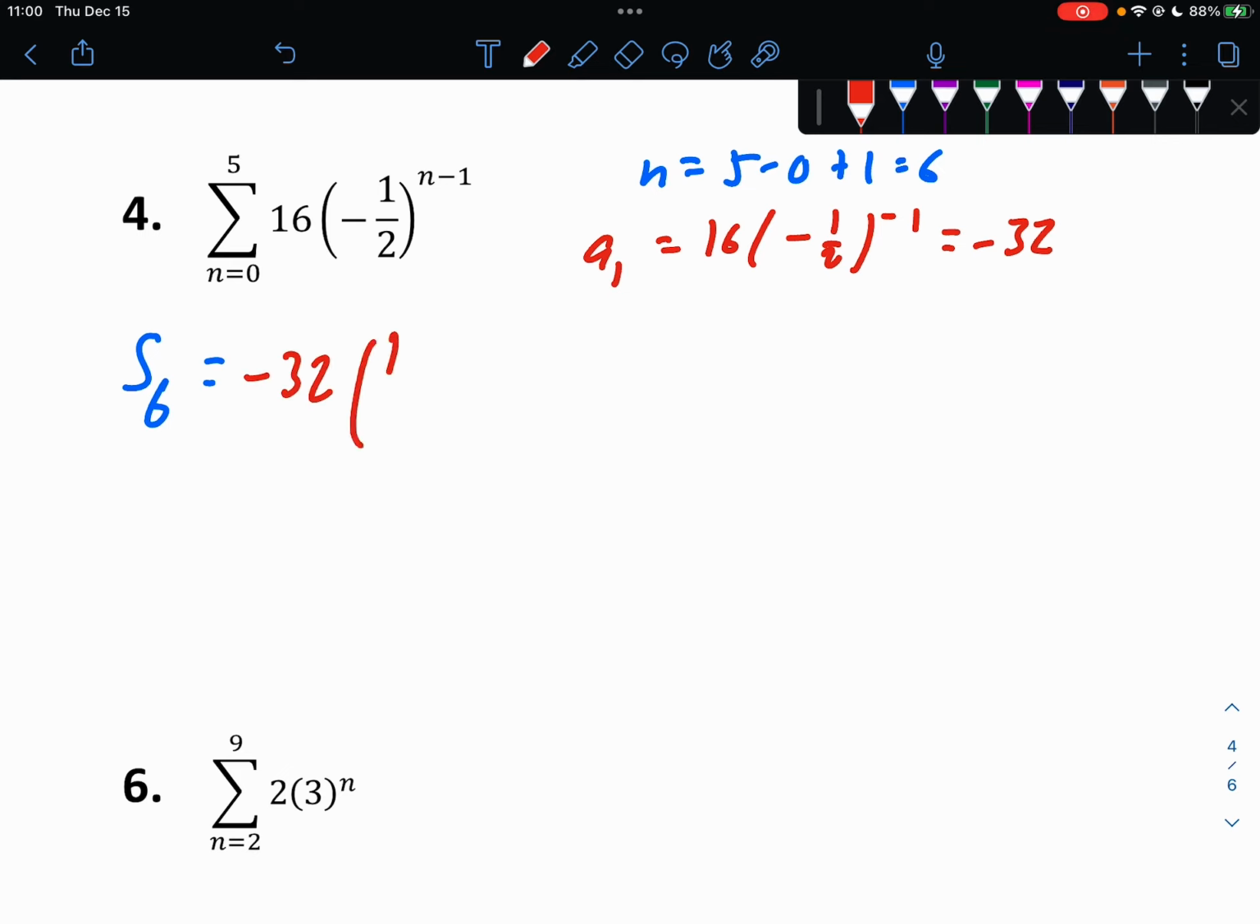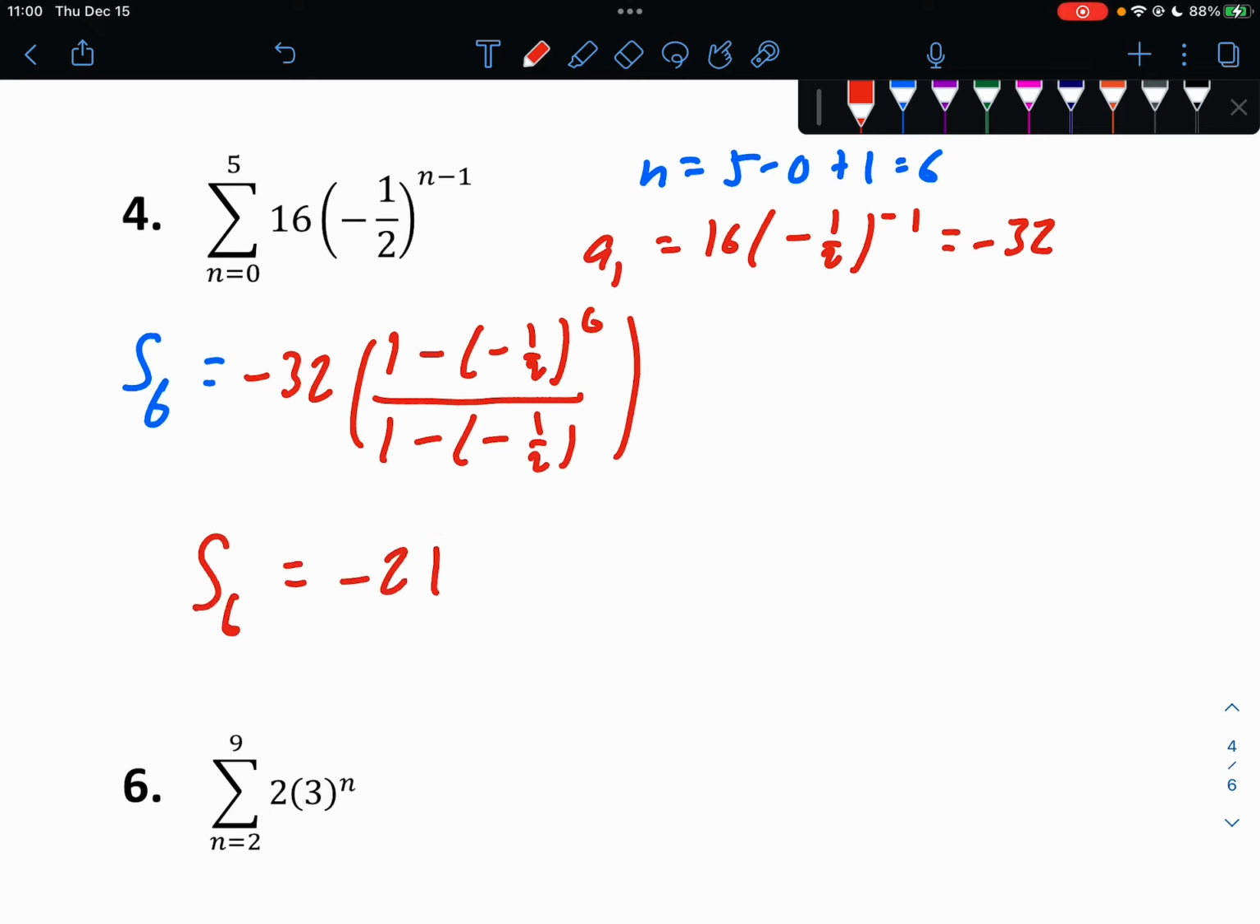times 1 minus r to the 6th over 1 minus r. All right, so we got 1 minus negative 1/2 to the 6th divided by 1 plus 1/2, and then times negative 32. So the sum of the first 6 terms here is going to be negative 21.